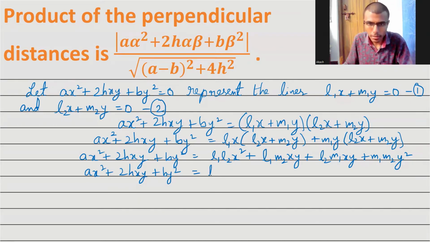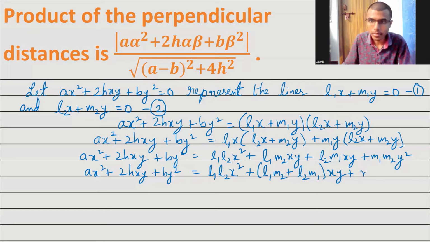Now see the way I'm writing. Basically this will be nothing but L1 L2 x square. Now in these two terms there is xy common: L1 M2 xy plus L2 M1 xy. I'm going to take xy common, so I'm going to get L1 M2 plus L2 M1 times xy, plus M1 M2 y square. So you get it. Now let's compare LHS and RHS.